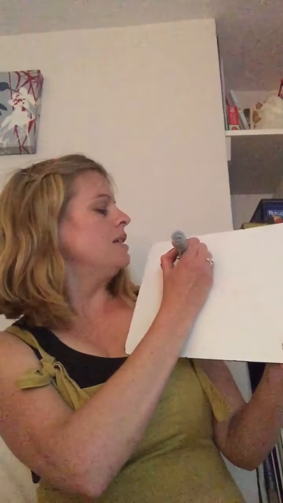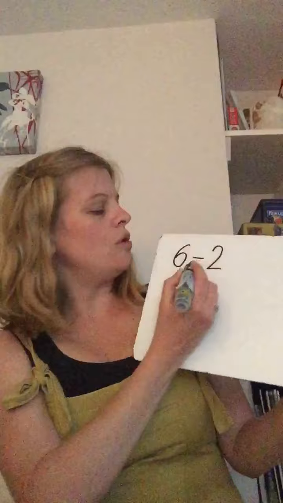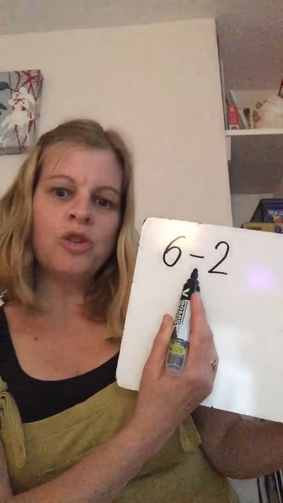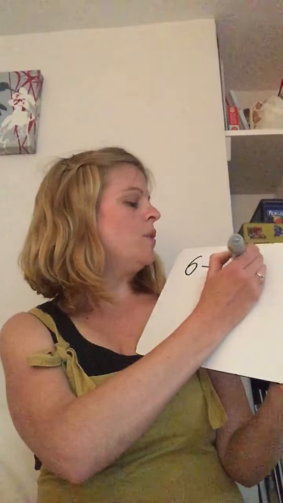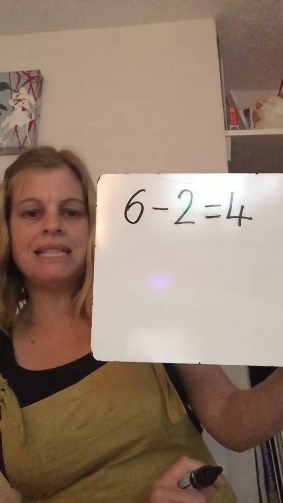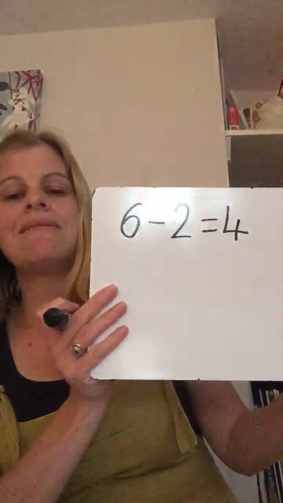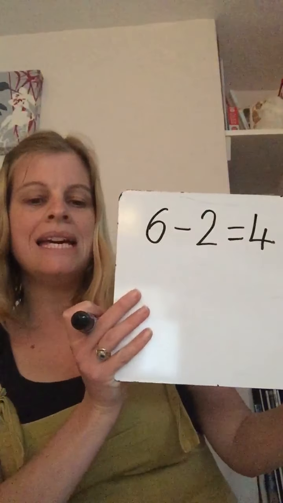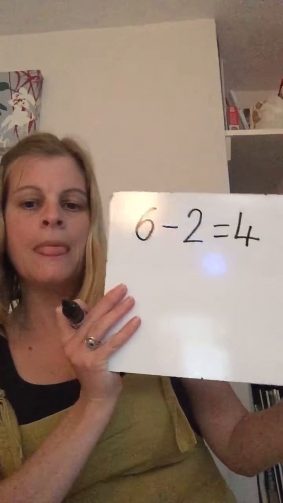If we wanted to write that as a number sentence, this is what it would look like. We had 6. We took away 2. Look, that's the symbol for taking away, for subtraction. 6 take away 2 is equal to 4. I've written it as a number sentence. Maybe you could have a go. Get your whiteboard and have a go at writing that number sentence. Pause the video if you need to. If you're ready, let's move on.